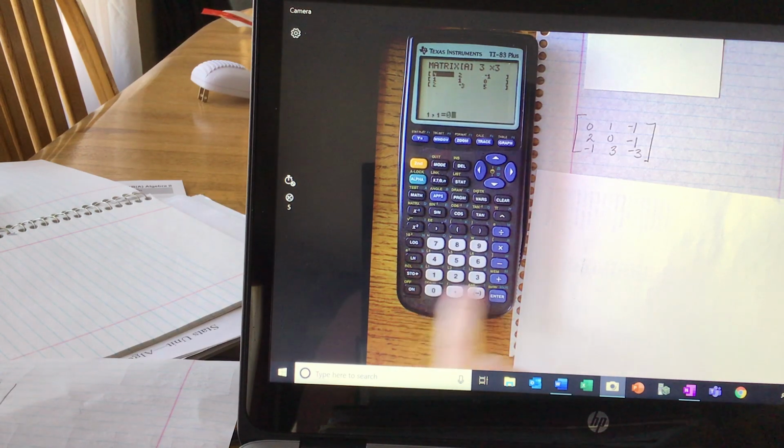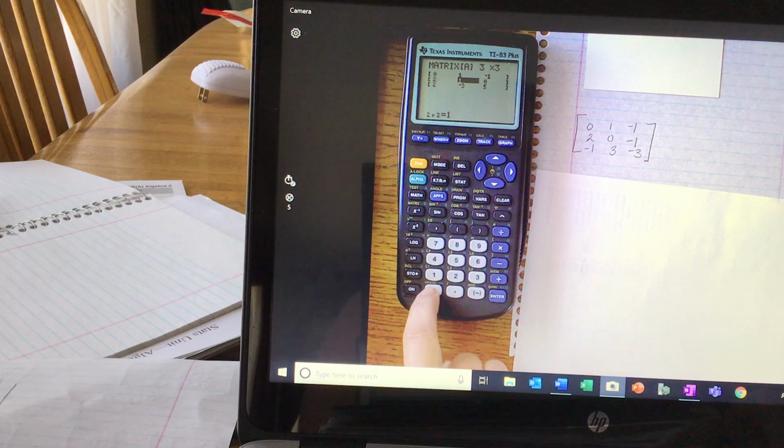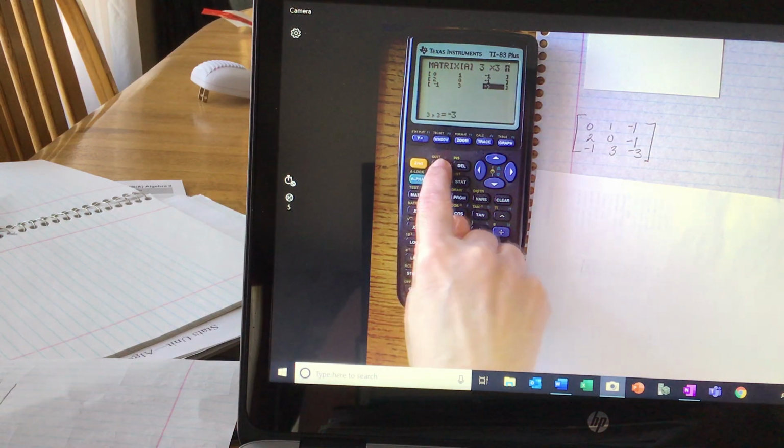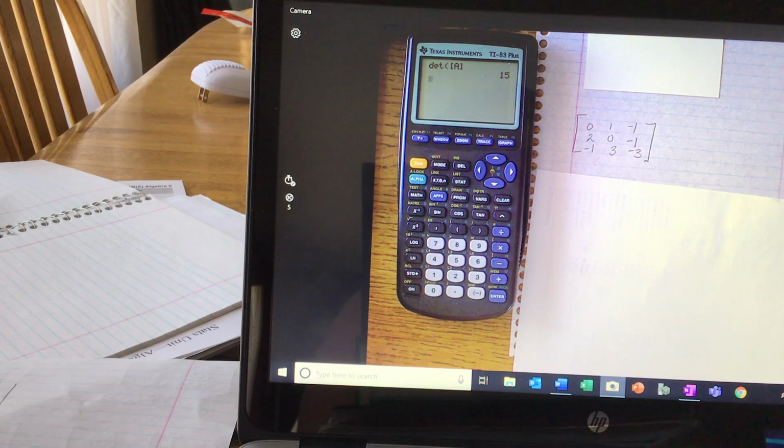And then we have 0, enter, 1, enter, negative 1, enter, 2, enter, 0, enter, negative 1, enter, negative 1, enter, 3, enter, negative 3, enter. And again, we have our matrix. So we have to remember to quit, so we are done editing. So second, mode. And this time we want the inverse. So we need matrix A inverse.